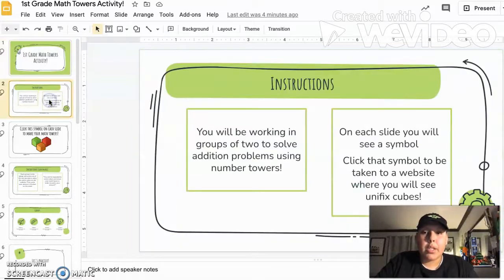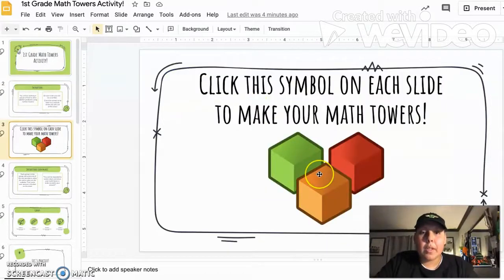For the instructions, we will be working in groups of 2 to solve addition problems using number towers. On each slide, you will see a symbol. You're going to click that symbol to be taken to a website where you will see virtual digital Unifix cubes. The symbol is going to look like this, and this is what you are going to be using to make your math towers.